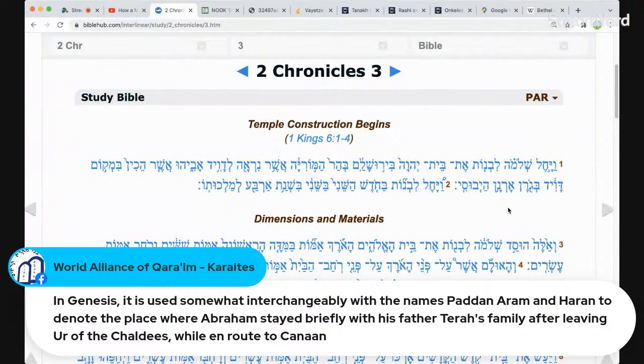Okay, so look at this. "Solomon began to build the house of the Lord in Jerusalem on Mount Moriah." So according to 2 Chronicles 3, this place, which is called here Beit Yehovah, as it is many times, or sometimes called Beit Elohim, is in Jerusalem, on Har HaMoriah, okay?